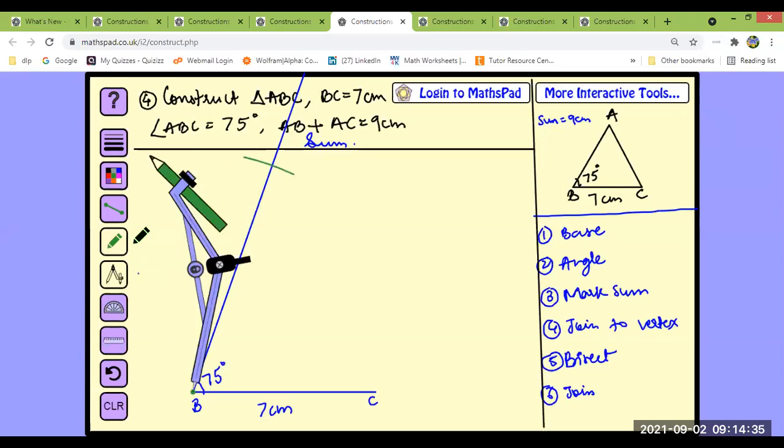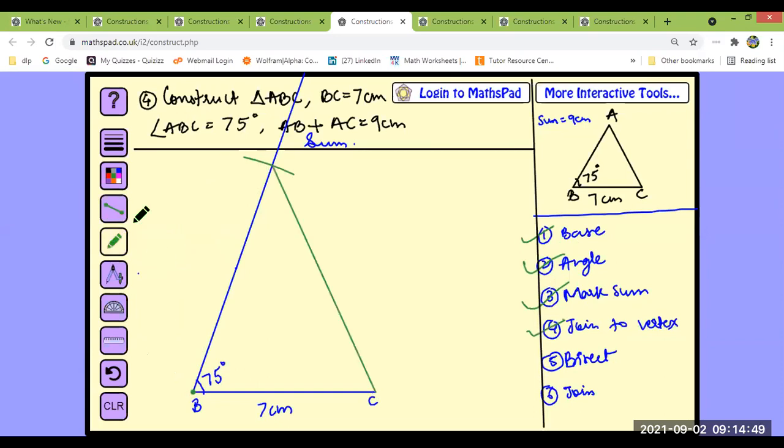So we are marking, and then the next step, we are done with base, we are done with angle, mark the sum. Now we have to join this arc to the vertex. So join this arc to the other vertex C. We can label this as maybe X or M. Let's label it as X. So this is X. So we have to join X to C.